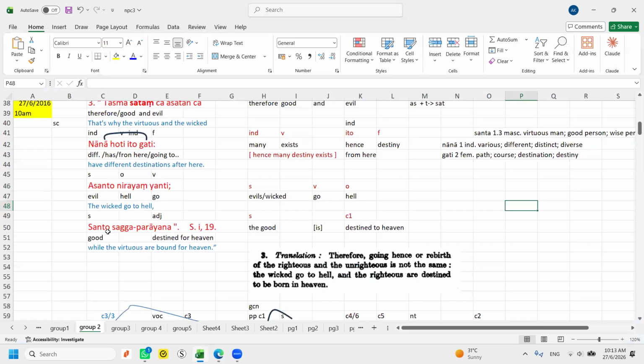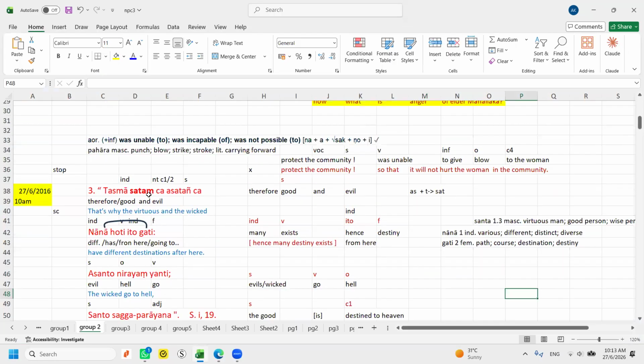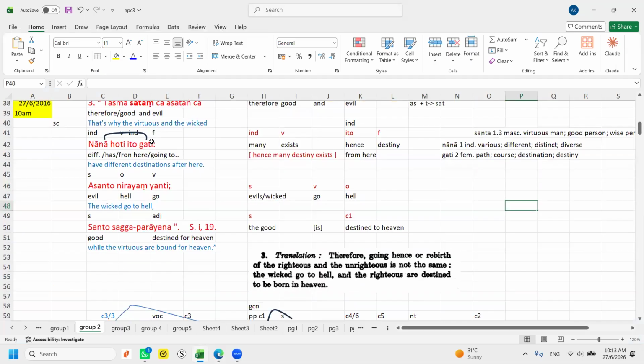Then the fourth line, santo, refers to this, because this one is the same as this one. This one is using as plus nta. It becomes santa. So sometimes santa then you get this. Okay, santa. So this is the subject, the good. Then the good, you see the good. And then this one is saga. This is a compound. Saga refers to heaven.